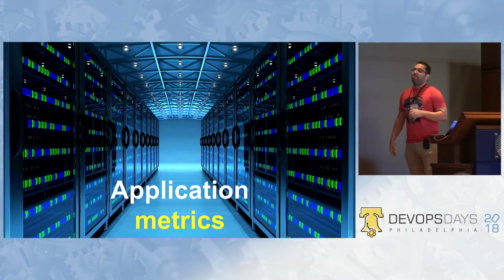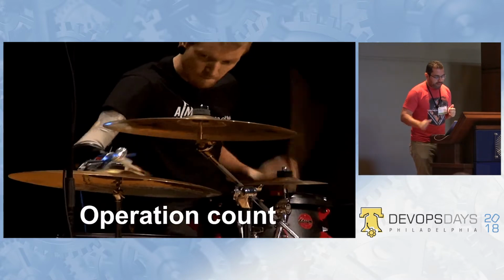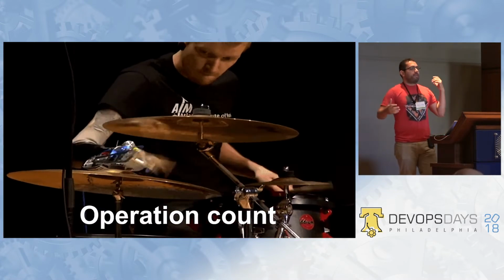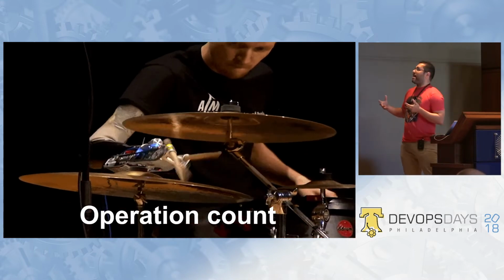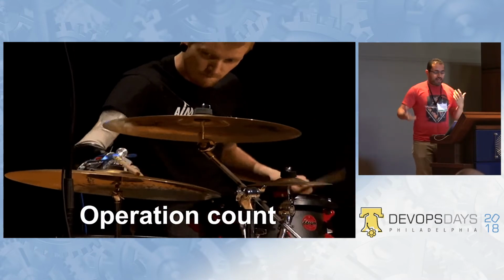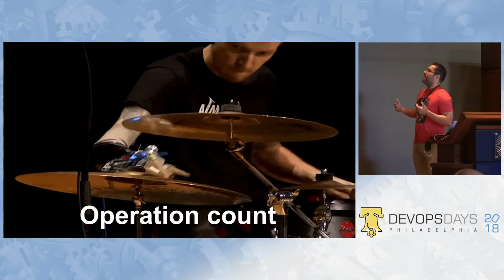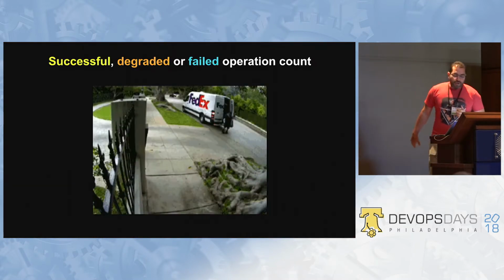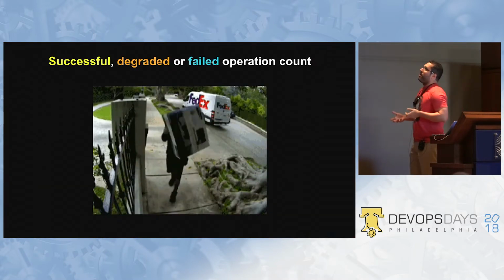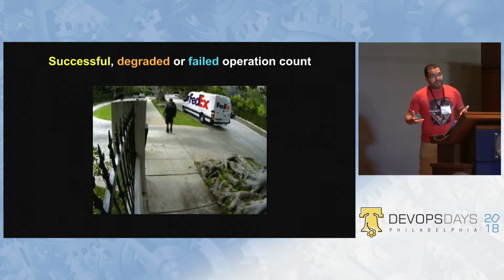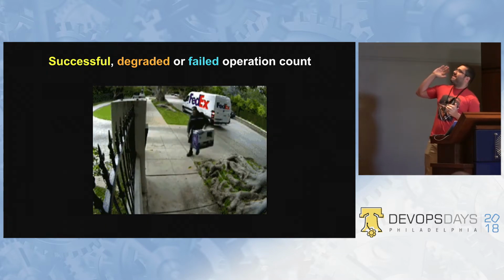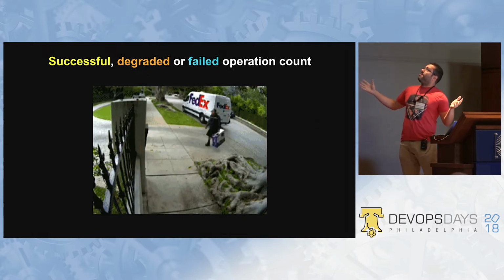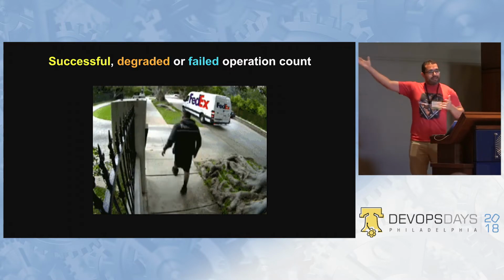So the other piece, once you have these metrics in place, you want application metrics. First one, operation count. So this is request response count. If you're running some kind of backend service that's just taking requests, like a Hadoop cluster or something like that, you also want to collect the amount of operations that you're running. You want to know if the operations were successful, if they were degraded, or if they failed. You know, this is an example of a degraded operation, right? It did deliver. Maybe the screen that's out there is broken, but it was delivered.